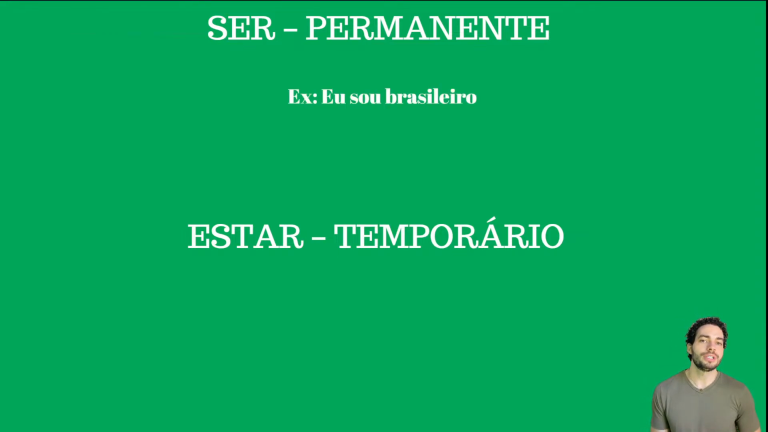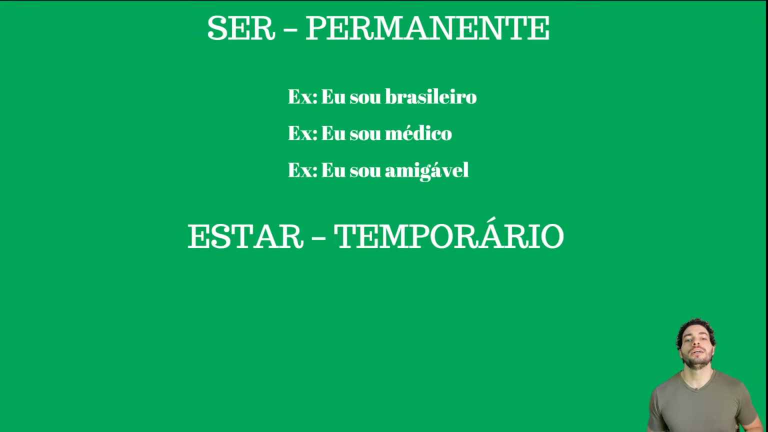So, the first example that we have here for permanent, eu sou brasileiro, right? So you already know, eu sou brasileiro, I'm Brazilian. What else do we have? Eu sou médico, pronounce with me. Eu sou médico. I'm a doctor. And then, eu sou amigável. Eu sou amigável. I'm friendly, amigável.